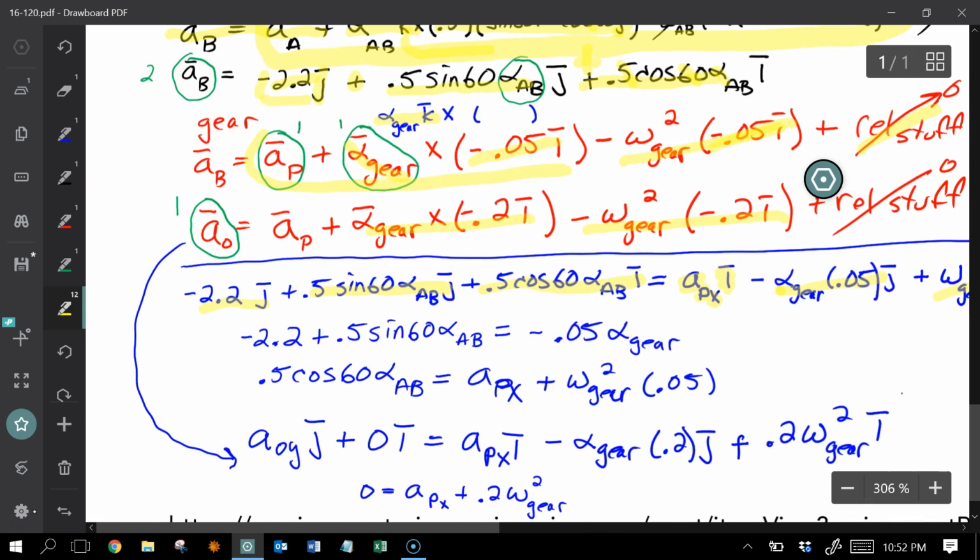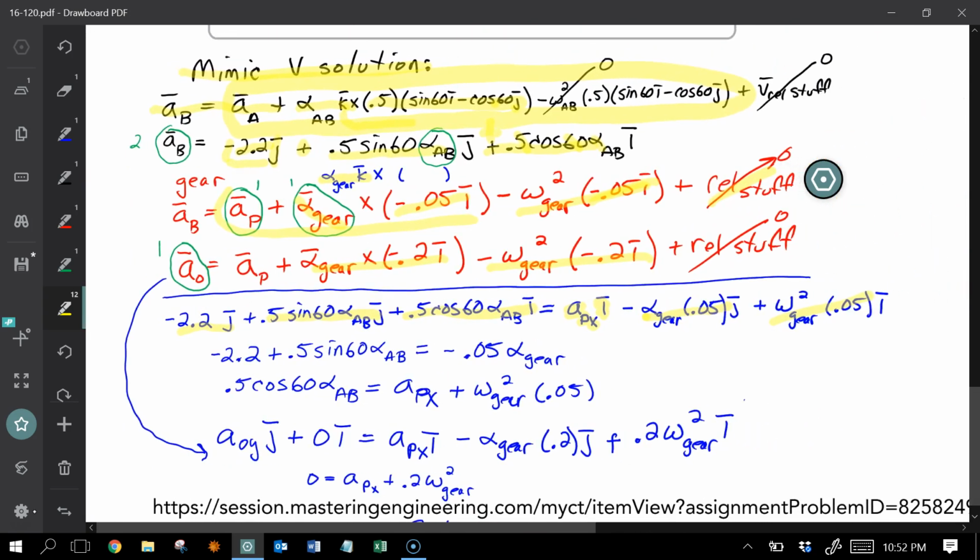Okay. So now I'm going to extract the equation. So I pull off the j's first. So here's a j piece. So minus 2.2. Here's another j. And then on the right-hand side, there's a j term right here. Right there. So that's one equation.